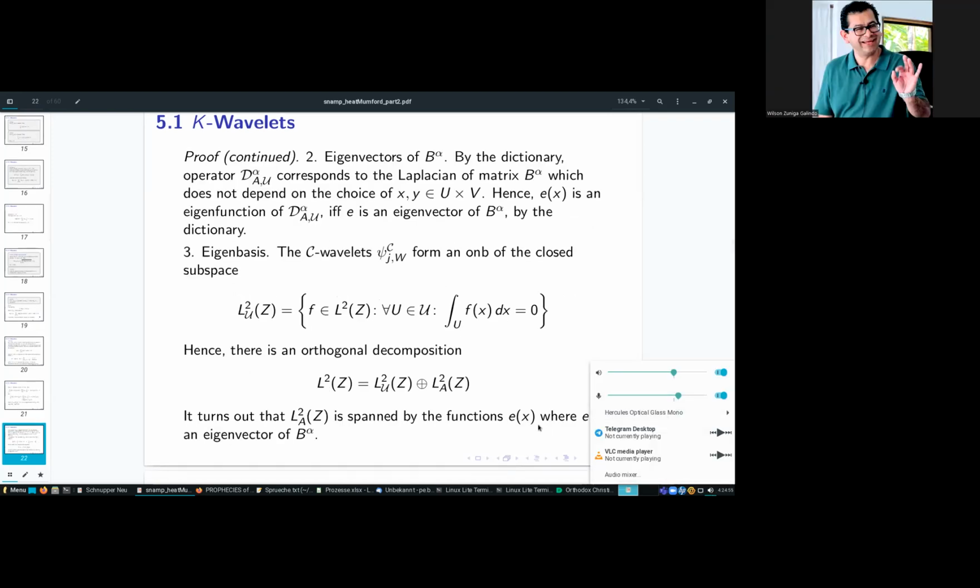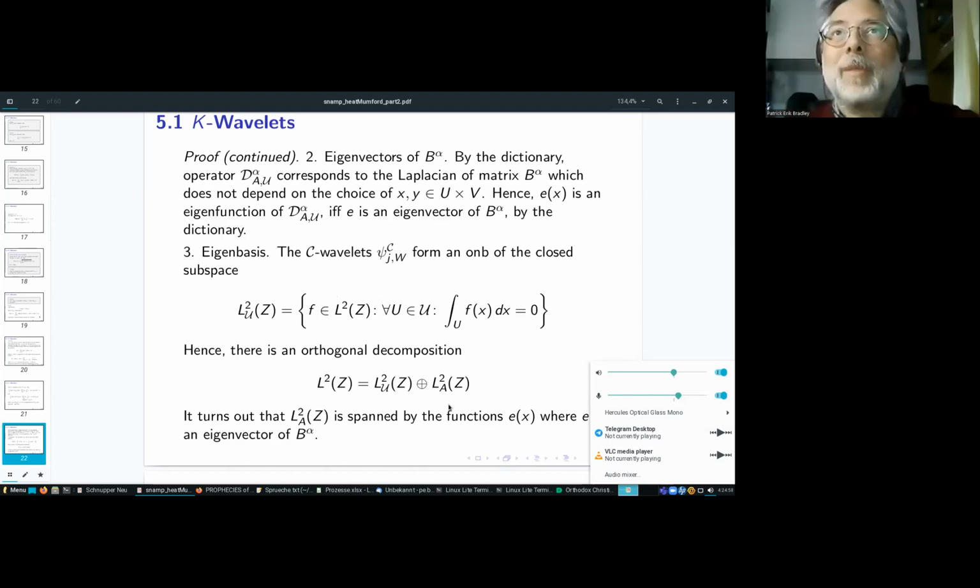And so now the eigenvectors of this matrix B alpha, these correspond by the dictionary to the operator corresponding to the Laplacian of the matrix B alpha, and this does not depend on the choices because the diagonal vanishes, so it's just the distances to the power of alpha that occur between U and V. And so that means we have the result that E of x, this function, is an eigenfunction of the operator if and only if vector E is an eigenvector of B alpha by the dictionary. That's the second part.